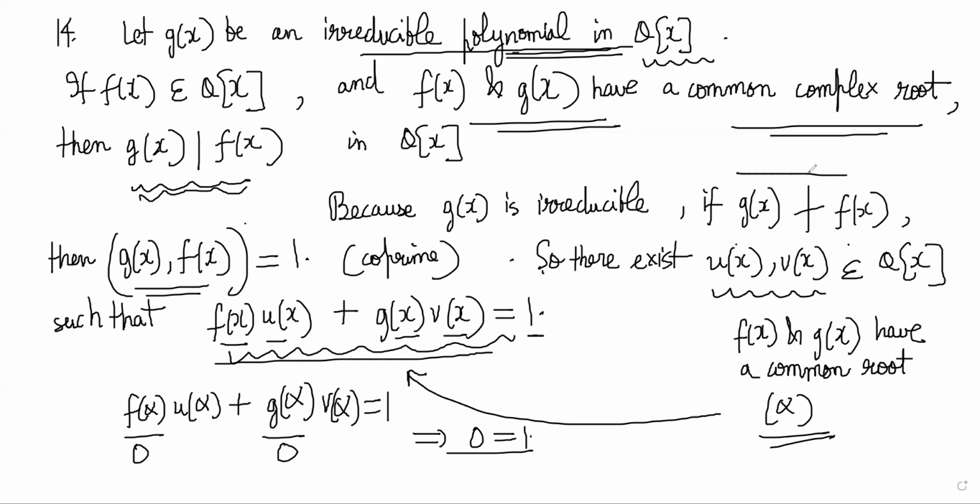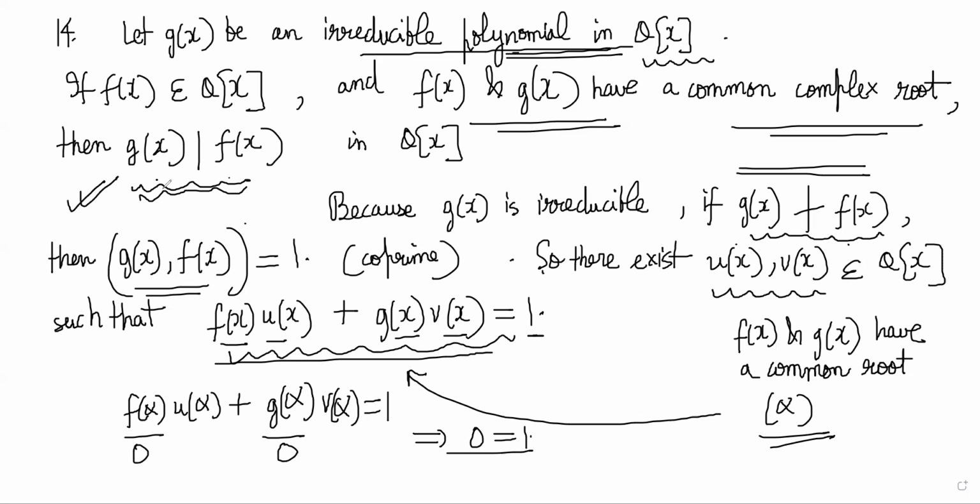And what was our assumption? g(x) does not divide f(x), right? So that assumption must be wrong, and therefore we have proved that g(x) must divide f(x). So we are getting the proof on the basis of the fact that f and g have a common root and g(x) is irreducible. So if it doesn't divide f(x), they are co-prime to each other, and on the basis of that, we are able to establish a contradiction.